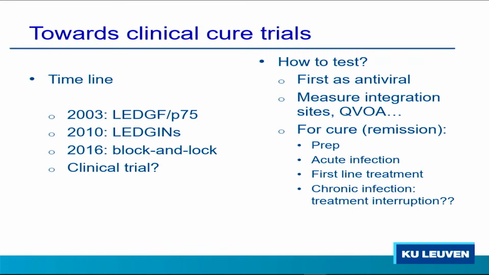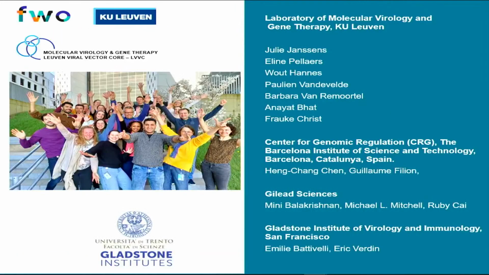We could also do it as a first-line treatment or in a chronic infection and a treatment interruption. Okay, so these are the ideas we have also in the field to try out this concept of block and lock with the Legends in clinical trials to see if we can achieve a functional cure. And with that, I would like to thank the people on the picture, the people who are now present in the lab, but I talked about 20 years of research, many people collaborated, there's a lot of collaborators, but I will stop here and thank you for your attention. I'm willing to take questions.